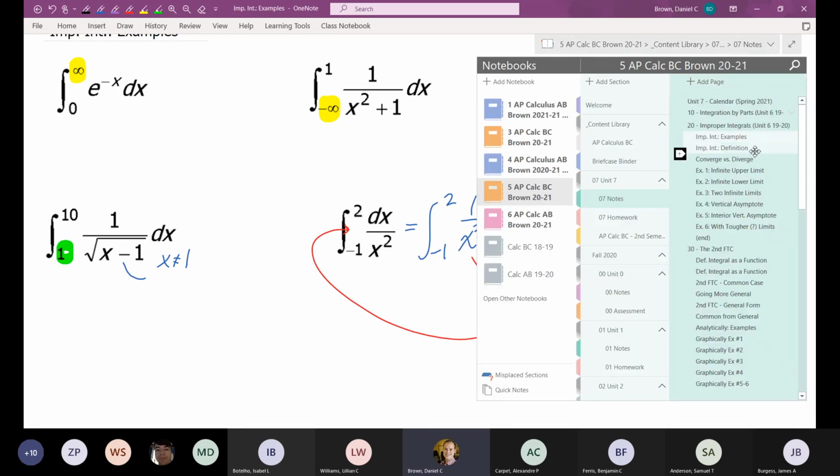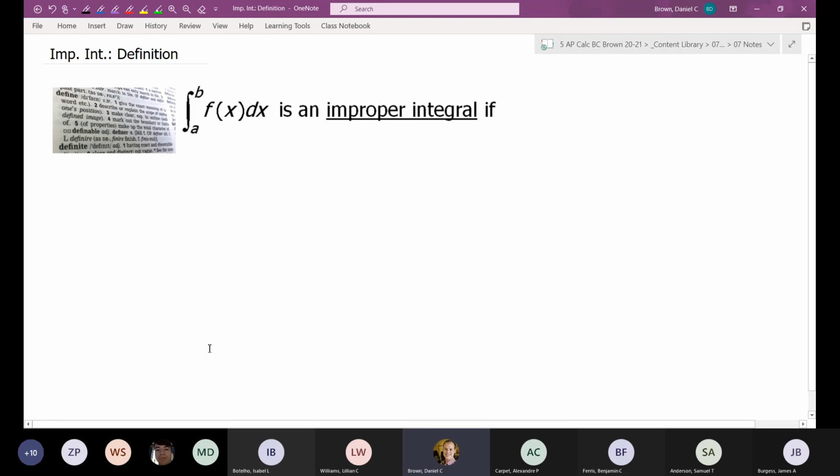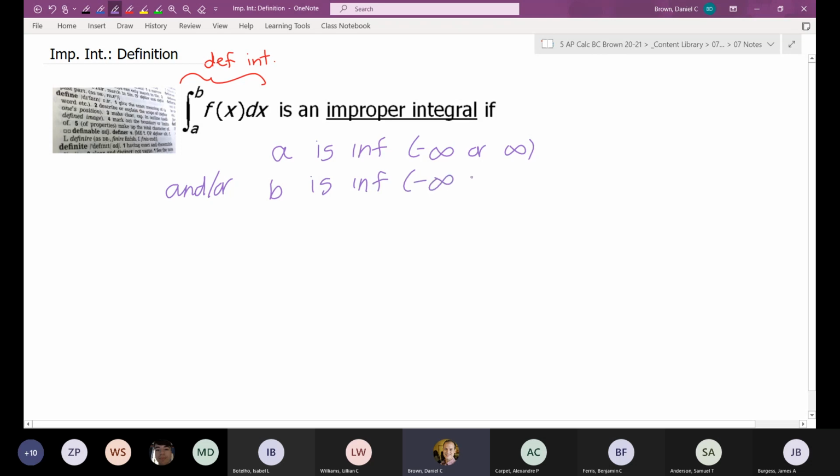To give you a formal definition of an improper integral, we're going to say that the integral from a to b of f of x is an improper integral if, and again, all improper integrals are going to be definite integrals, there's not going to be a plus c or anything like that, a is infinite, meaning it could be negative infinity or positive infinity, and/or b is infinite, and again it could be negative infinity or positive infinity, and/or f of x has a vertical asymptote on that interval from a to b, including a and b.